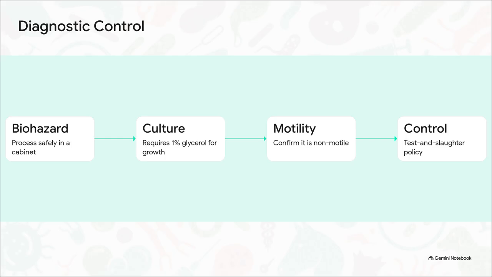Burkholderia mallei strictly requires 1% glycerol in its media for optimal growth. Once it grows, you confirm it is non-motile. From a control standpoint, things are tough. Because treated animals often become subclinical carriers, antibiotic therapy is generally considered inappropriate. In countries where the disease is exotic, it's controlled strictly by a test and slaughter policy, which is then followed by rigorous environmental disinfection with 1.5% formalin or 2.0% iodophor.